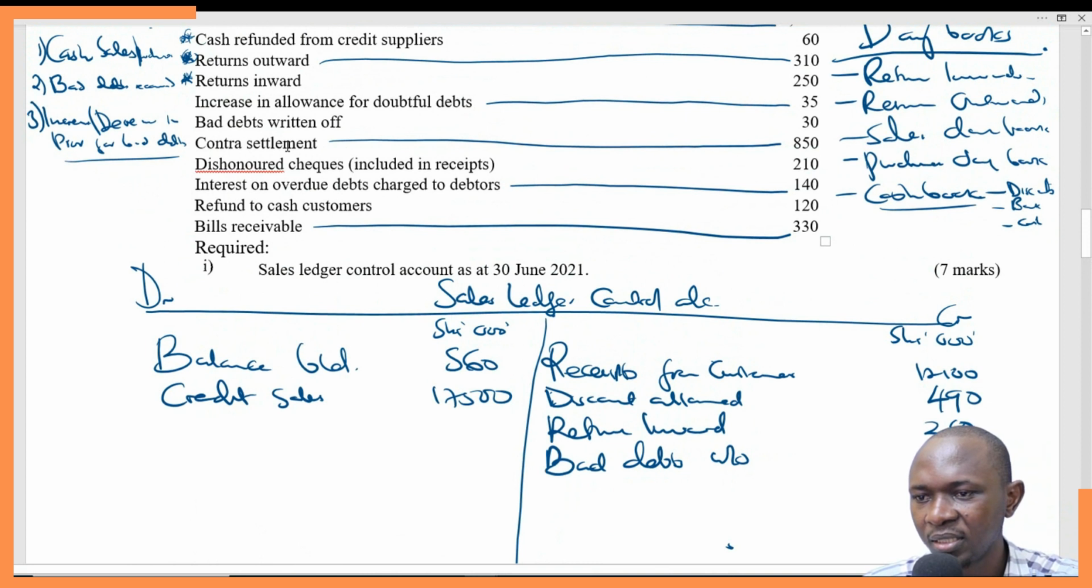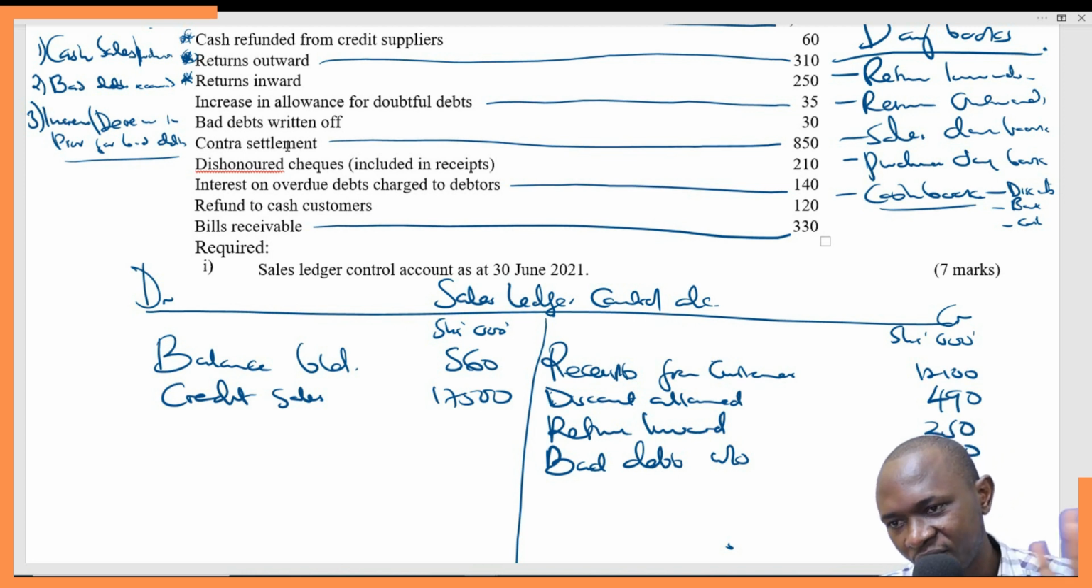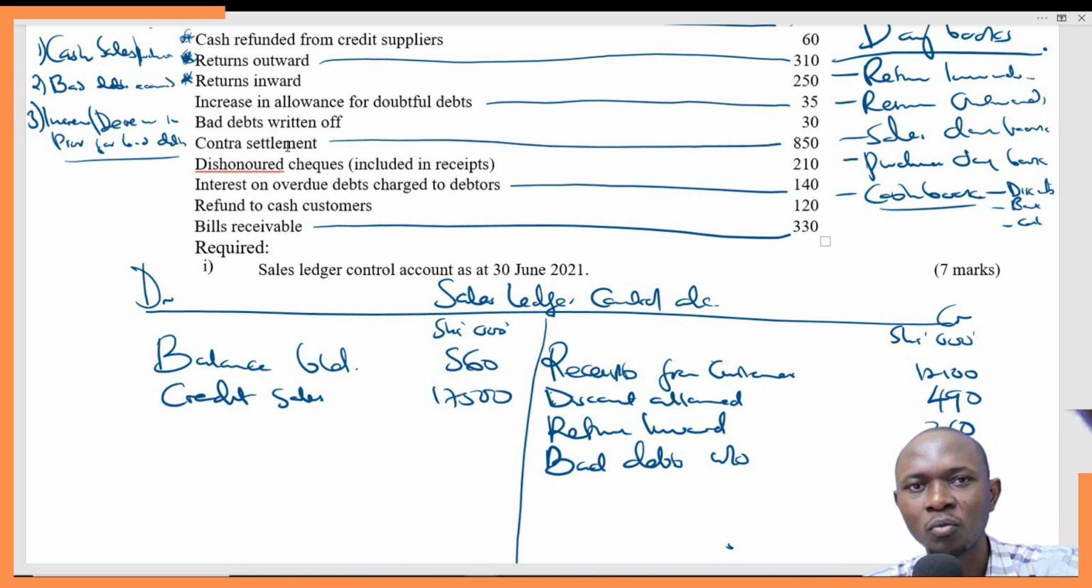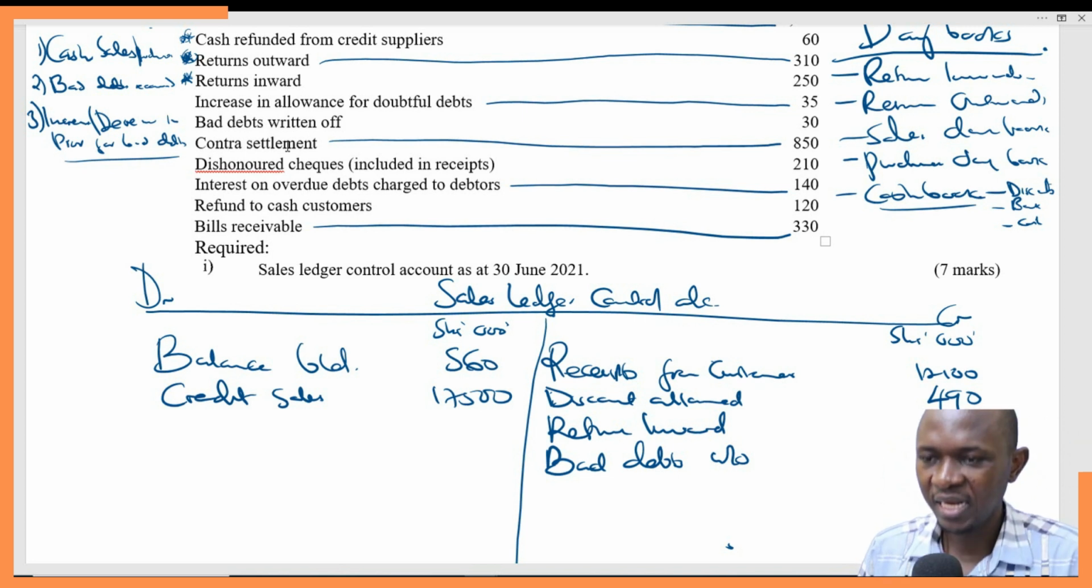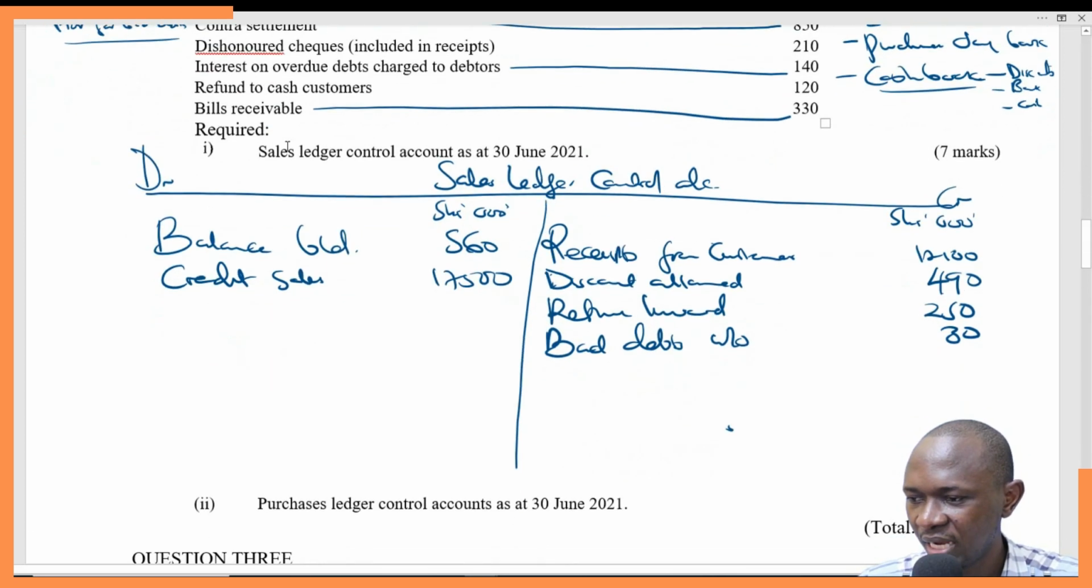Contra settlement. This one is going to be sent to the purchase account. Contra settlement means the same client is a debtor, and the same client is possibly a creditor. So we are offsetting, so it appears on both sides. We offset his debtor account with the credit account. He buys goods from us, and we also buy goods from him. So in such cases, we'll have these contra settlements. We charge this to his account.